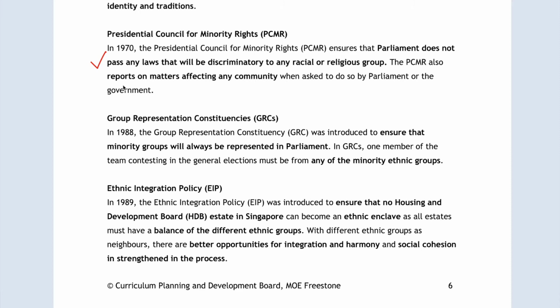So there are certain provisions for each constituency that is set out by the elections board. You might want to find out what these election requirements are in your own constituency.